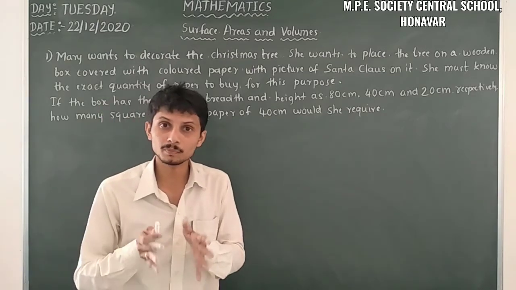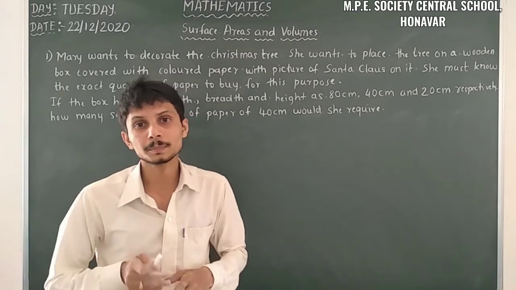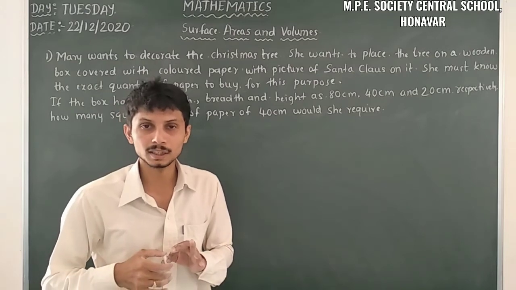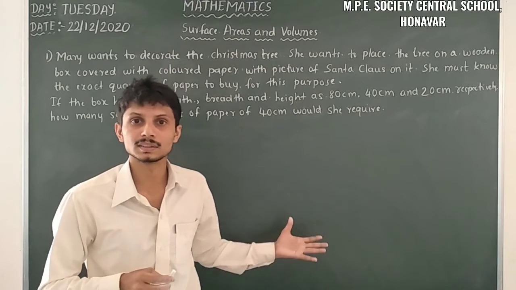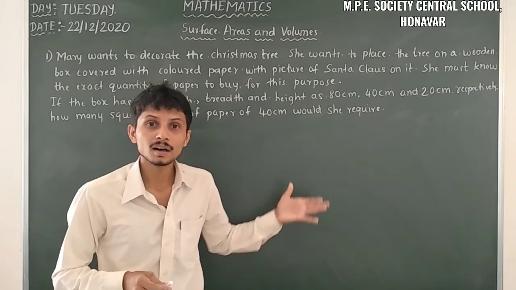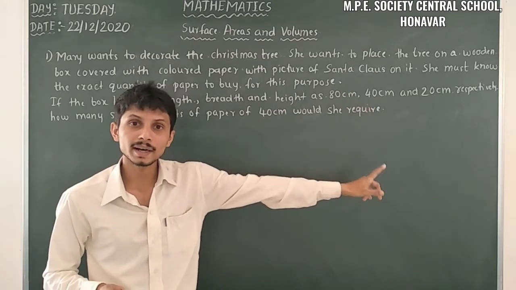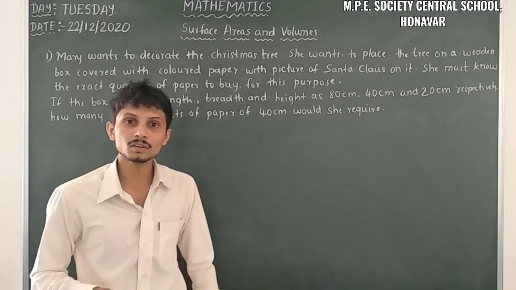Already we know the formula: number of things required is equal to total surface area divided by area of individual things. We already learnt that one. So using that formula, we can calculate this. For that we need the total surface area of this cuboidal box and the area of this square sheet. So let us find out these things.